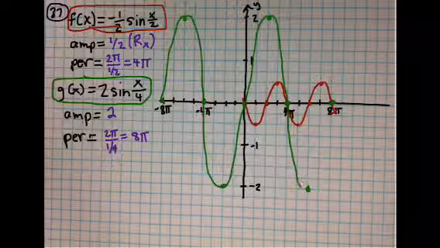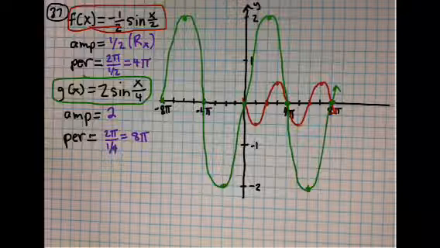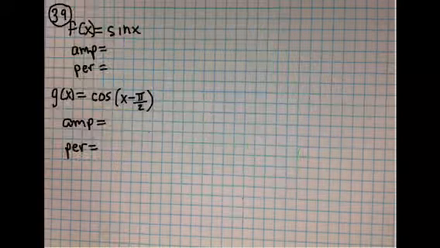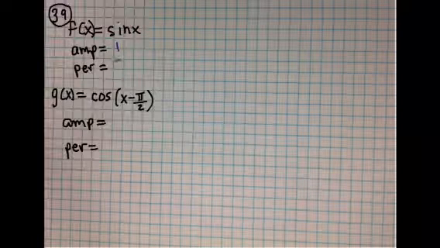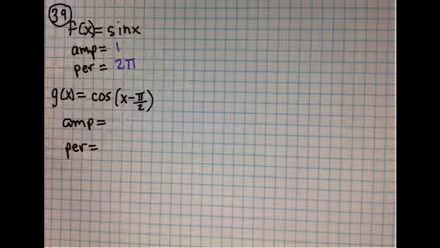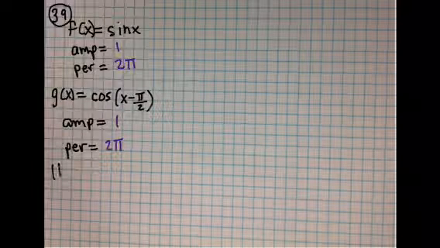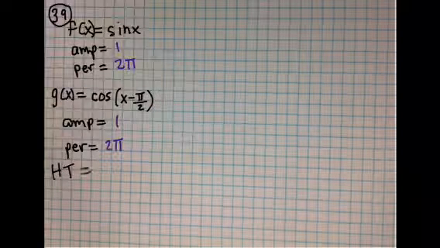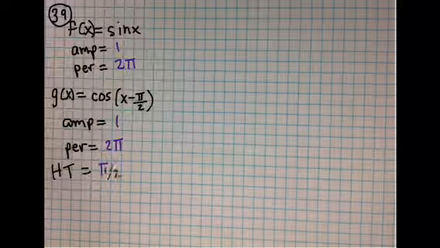And then here's the end of the second period right there. Okay? So there you have it. For number 39, f of x, this amplitude is 1 and the period is 2 pi. And for g of x, the amplitude is 1 and the period is 2 pi, but this one does have a horizontal translation. And it goes pi over 2 to the right.